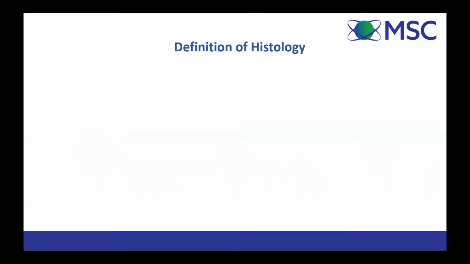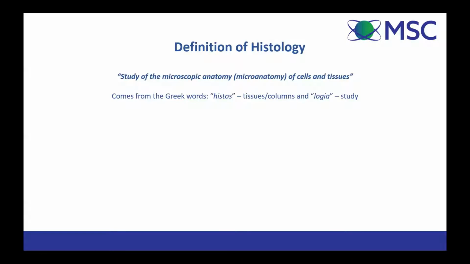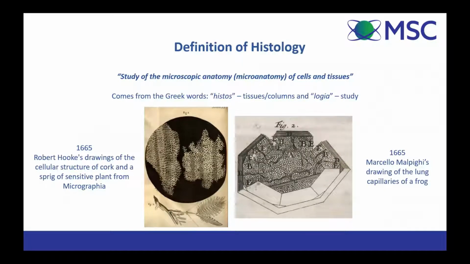So just to define what histology is, it's the study of microscopic anatomy or microanatomy of cells and tissues, and it comes from the Greek word histos, meaning tissues or columns, and logica, being study. Coincidentally, in England and in Italy, there were 2 events where Robert Hooke in 1665 started drawing the cellular structure of cork and a sprig of sensitive plant in Micrographia. And in the same year, Marcello in Italy was drawing lung capillaries of frogs.